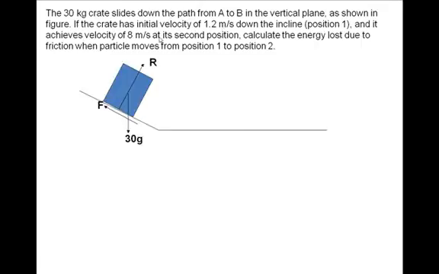Okay, one more problem. A 30 kg crate slides down the path from A to B in the vertical plane as shown in the figure. If the crate has an initial velocity of 1.2 meter per second down the incline, we call it position 1, and it achieves a velocity of 8 meter per second at its second position. See, this is the second position, this is the first position. Calculate the energy loss due to friction when the particle moves from position 1 to position 2. Simple, we follow the same thing, and by the way, this data of 6 meter height is given.